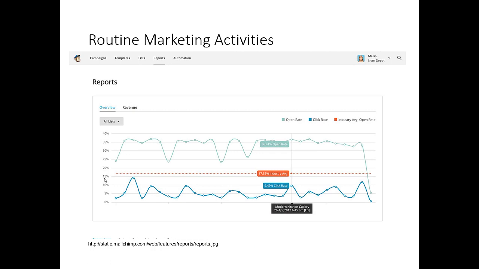Of course, a variety of other routine marketing activities often generate relevant data that could be used for other analysis. For example, here we see a report that's generated from MailChimp. MailChimp is a popular email marketing platform that maybe you even used as part of an internship at some point.